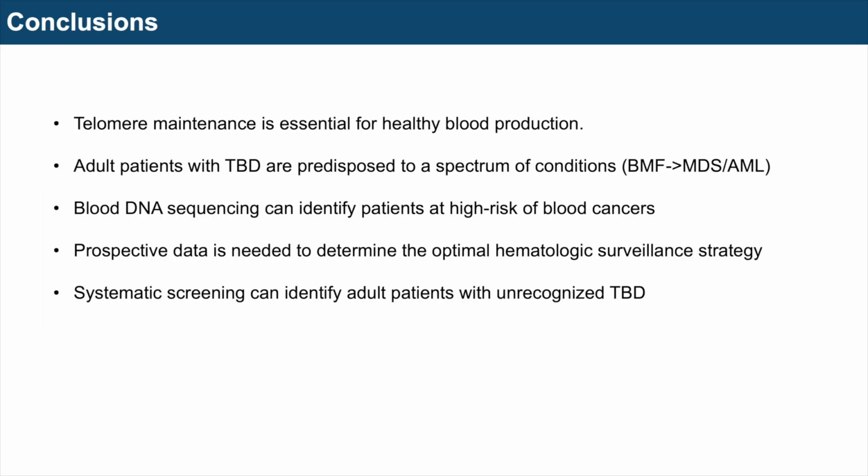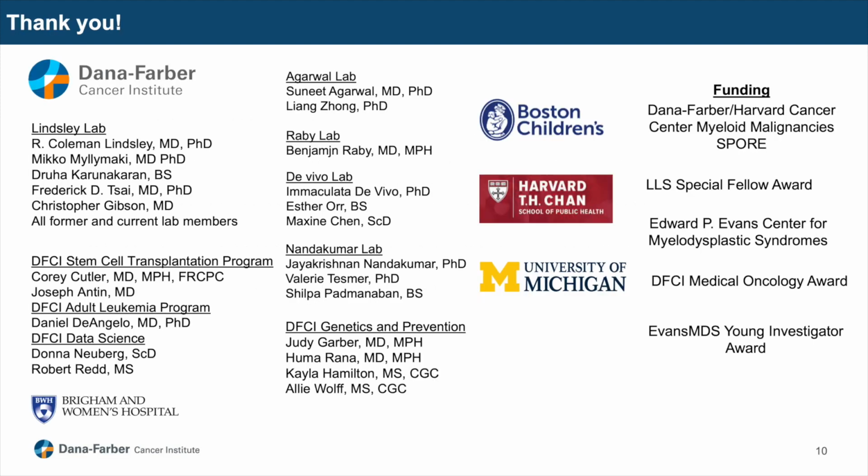And so in conclusion, what I'll leave you with is that telomere maintenance is essential for normal blood production. Adult patients are predisposed to a spectrum of conditions, both bone marrow failure as well as myeloid malignancies, MDS and AML. And that really I'd like to emphasize for this group is that blood DNA sequencing is a really helpful tool in understanding what are the changes that are developing in our patients that are most worrisome and how we can best act on them. And then lastly, also that the systematic approach to screening patients is really helpful in identifying all those that may have a clinically unrecognized TBD.